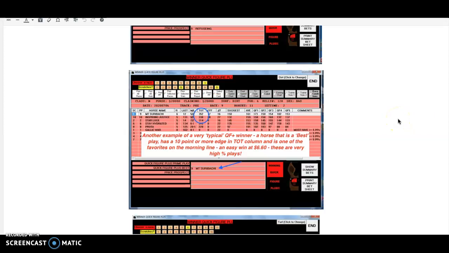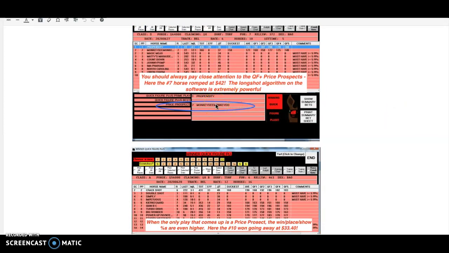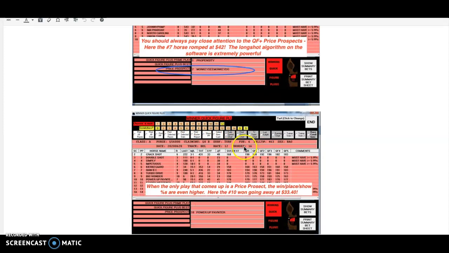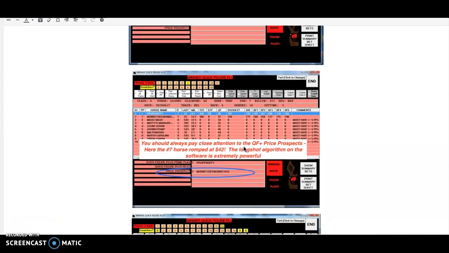And then down, I'll show you another one that was really nice just recently. It's Monkey See Monkey Do, who popped at $42 at Belmont. And another price prospect here, Power of Painter, also at Belmont, and came up at $33. And this is not that uncommon. There's probably once every 2 days or so, you're going to get a really nice price.